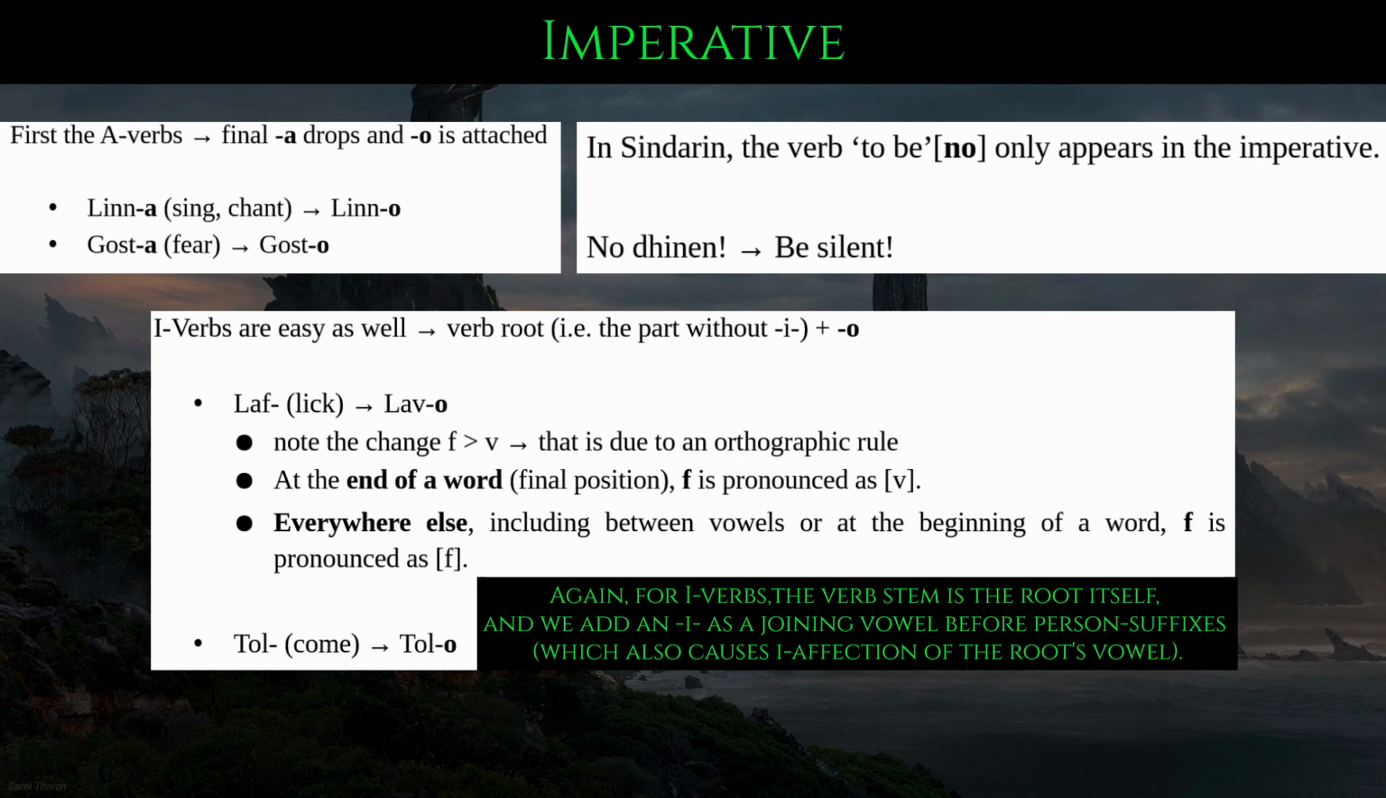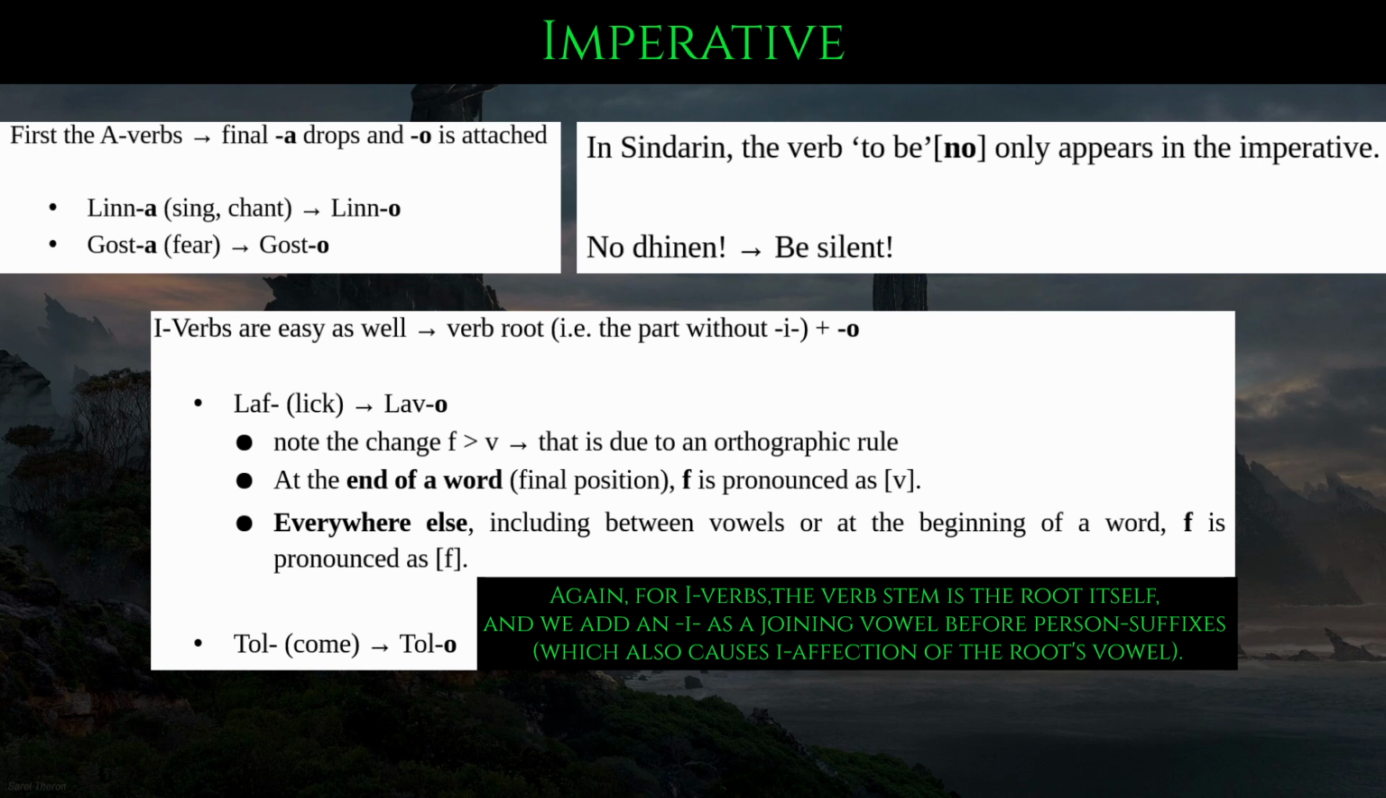That is due to an orthographic rule. You see, at the end of a word, which means final position, v is pronounced differently. Everywhere else, including between vowels or at the beginning of a word, v is simply pronounced as such. Another example, toll becomes tollo.